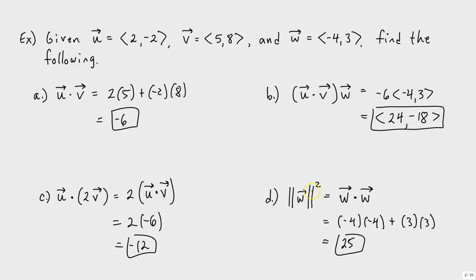So the square of the magnitude of vector w is 25. Okay, so we've got our dot product, we got some properties. It turns out we can use that to find the angle between two vectors in the plane, or in a plane.